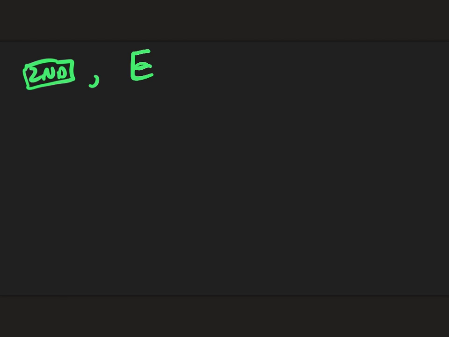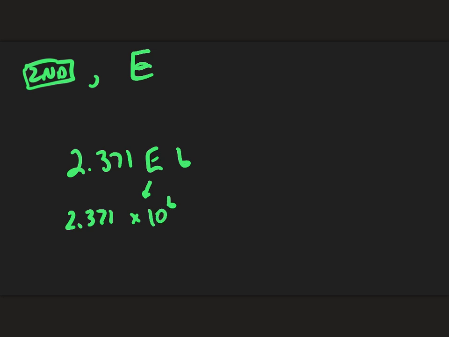Now, sometimes you'll do calculations and you'll get something like 2.371 E6. What this means, E means times 10. So it's 2.371 times 10 to the 6th power. That's what E means on the calculator. And that's how you access scientific notation, the second comma. The comma is over top of the 7 button.